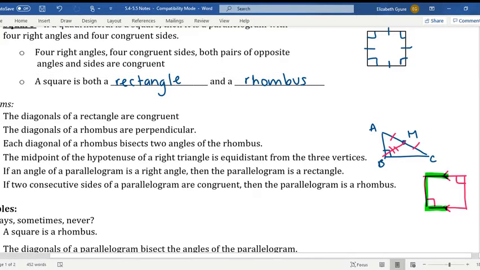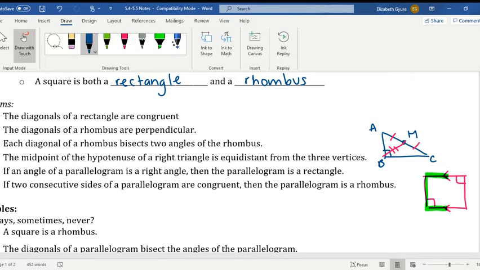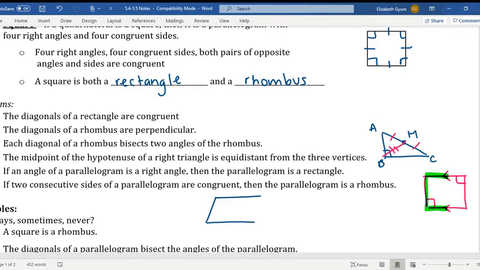Every parallelogram I draw gets worse. Okay, we'll deal with that one.